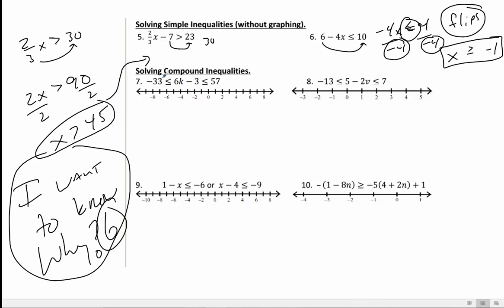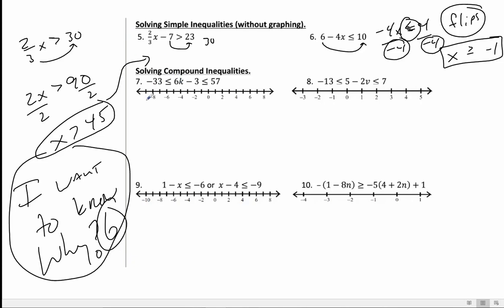What I'm going to do is solve the inequality, and then I'm going to graph them. So here's what's going to happen. I'm going to do numbers 7 and 8, and then you're going to do numbers 9 and 10, and that's okay. I know number 10 is not a compound inequality, but that's okay. It's just a really long inequality.